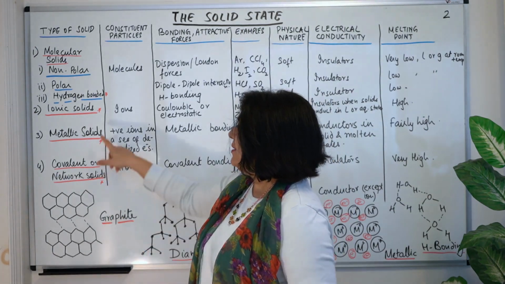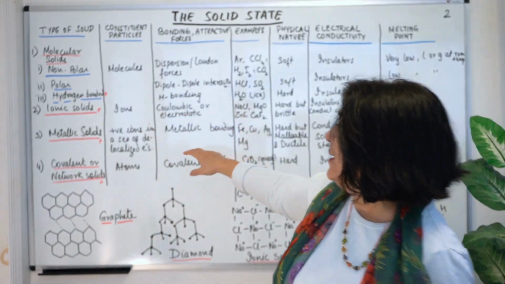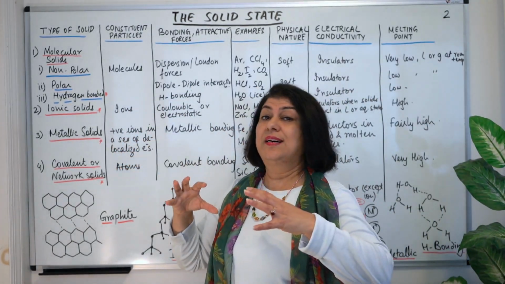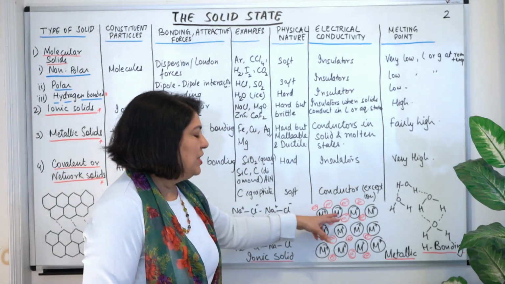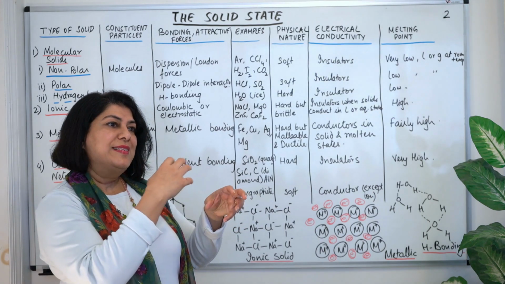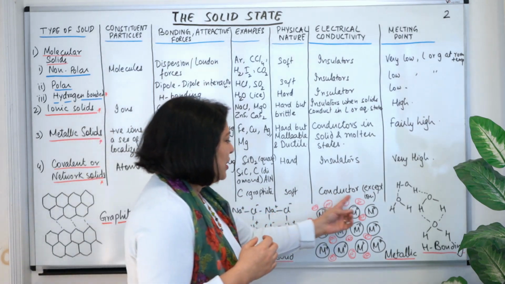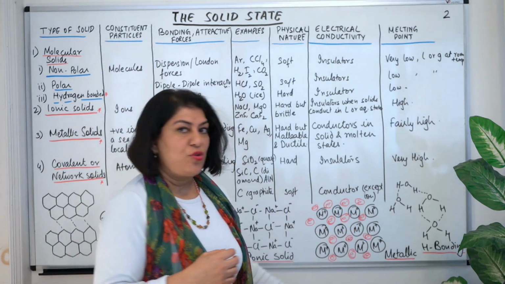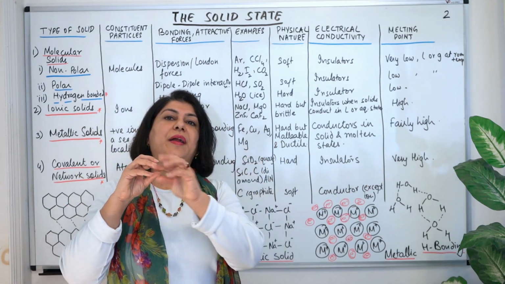And what are the constituent particles of metallic solids? In metallic solids, if you see the molecular structure, they are positively charged metal atoms, and when they lose their electrons, these electrons start floating around in the metal. And when they start floating around, they form a sea of electrons. It is as if there's a sea of electrons in which the metal ions are embedded.